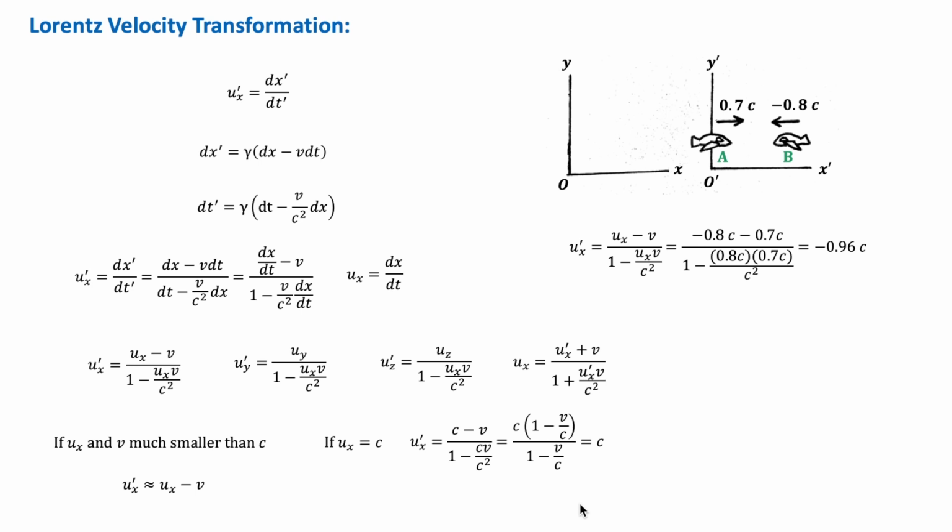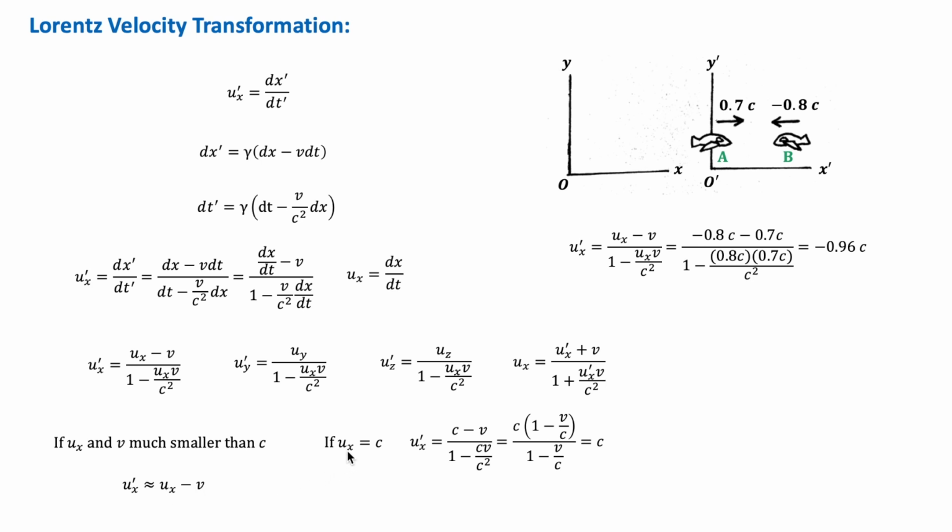And in a similar way, if the object has velocity components in the y and z directions, then the velocity transformations are given by these equations, okay? Also, if ux and v are much smaller than c, then the denominator approaches unity here. And so ux dash is approximately equal to ux minus v, which is the Galilean velocity transformation, okay?